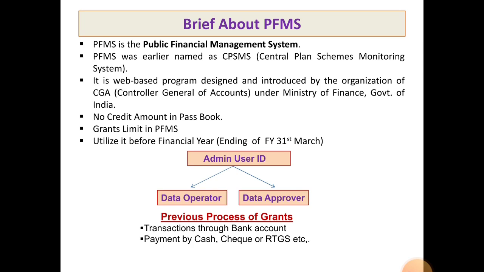In the PFMS, the admin user ID, data operator and data approver are the main agency users that can be approved in the PFMS. After that we have to log in to the PFMS. We can enter our schemes, our details, our account details, everything we have to enter into this PFMS portal.